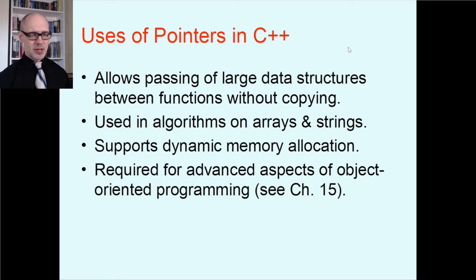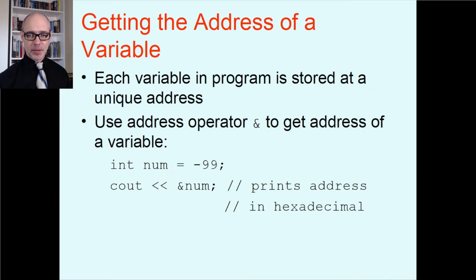So just what's the fundamental basics in C++? So first of all, if you want to get the address of a variable, right, we know that every variable in a program is stored at a unique address, a particular location in the main memory system. What you do is use the address operator ampersand to get the address of a variable. Use ampersand to get the address. So for example, a very short example here, if I make an integer called num and I initialize it to -99, right, here's the ampersand on the next line.